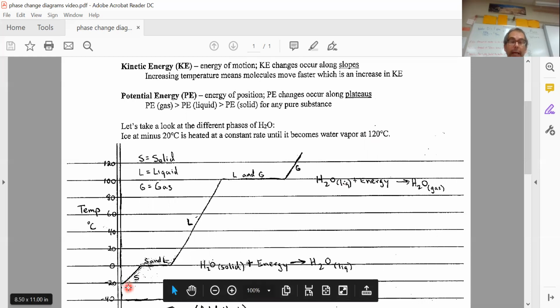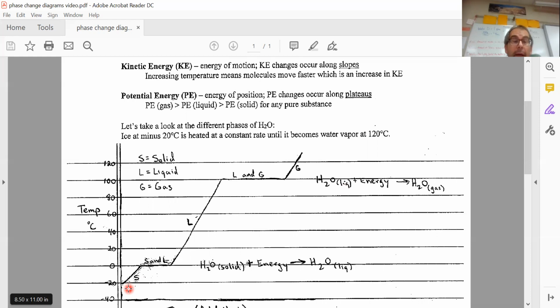So we're at -20. The molecules are in the solid state. They're held together in a fixed position, but they are vibrating. As we raise the temperature, the kinetic energy increases. They vibrate more quickly because we're along the slope. But when it reaches zero, the temperature levels out. It's not a kinetic energy change anymore. They're not going to vibrate faster, but they're going to break their attractions in the solid state and try to separate or try to become a liquid.